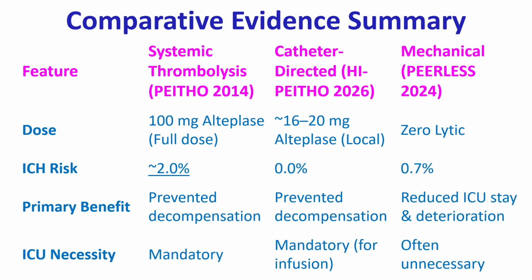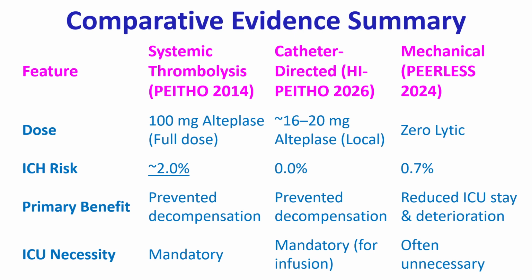Here is a comparison of the evidence summary. Dose: 100 mg alteplase, full dose, in systemic thrombolysis, PEITHO trial 2014. 16 to 20 mg alteplase, that is local, in catheter-directed therapy, HI-PEITHO trial 2026. Mechanical, PLS 2024, there is no lytic.